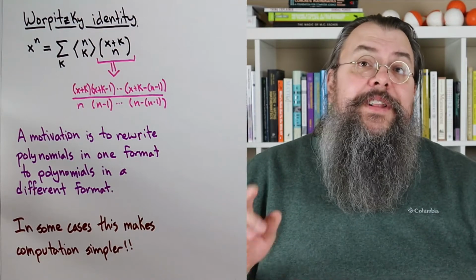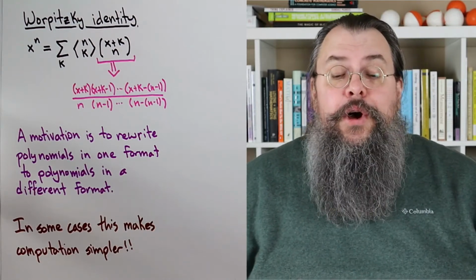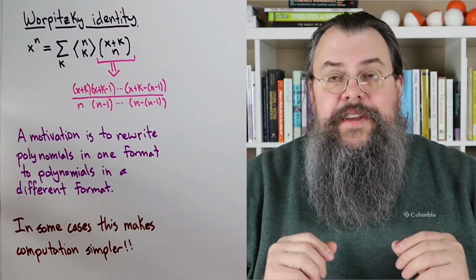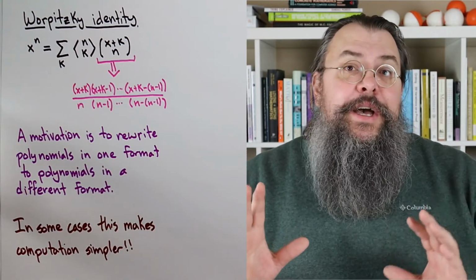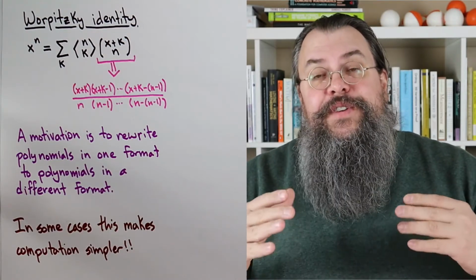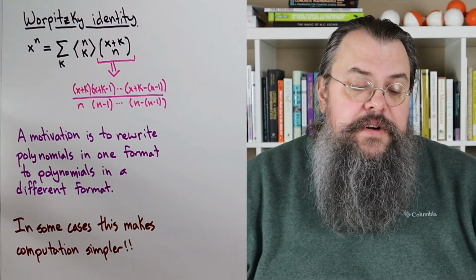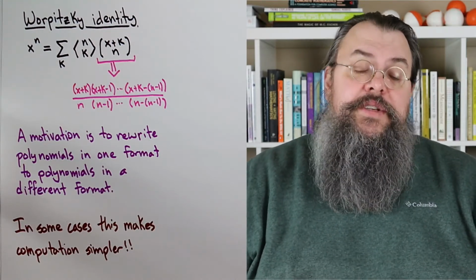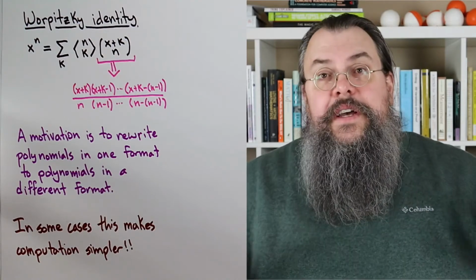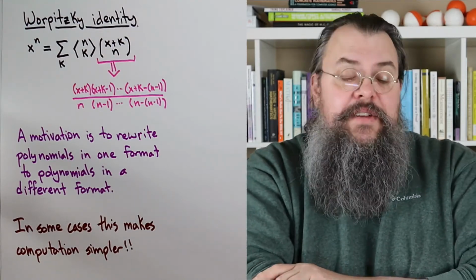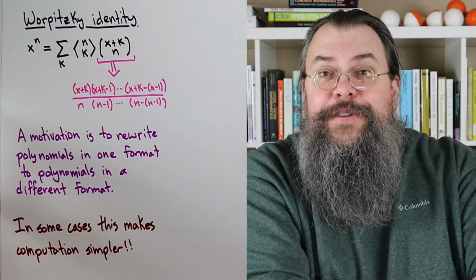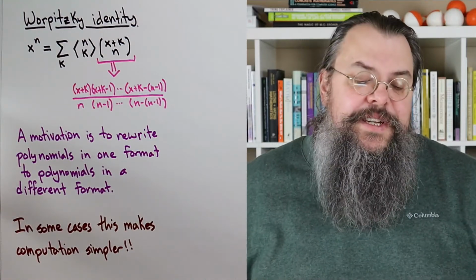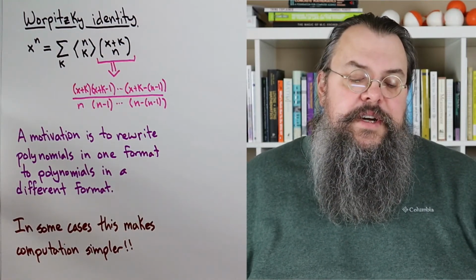Now this brings us to our last thing that we want to talk about, which is Worpitzky's identity. Now I will say Worpitzky was actually not the first person to come up with this. This was discovered, I think, about 15 years before by a Chinese mathematician. Unfortunately, as often happens in mathematics, credit is not always given to the first person who discovers it. That's an unfortunate side effect.